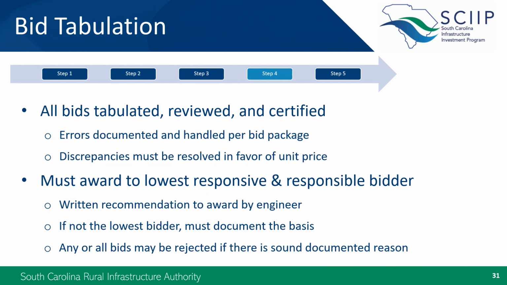When the bids are tabulated, any errors should be handled as indicated in the bid package, and the bidder must be notified of the error. Discrepancies between unit and total price must be resolved in favor of unit price. Any corrections should be clearly indicated on the Certified Bid tab. The lowest responsive and responsible bidder should be selected for award, using the procedures outlined in the instructions to bidders to handle alternates. If there is any deviation from that, or if any bids are rejected, it should be well documented and explained in the engineer's recommendation to award.